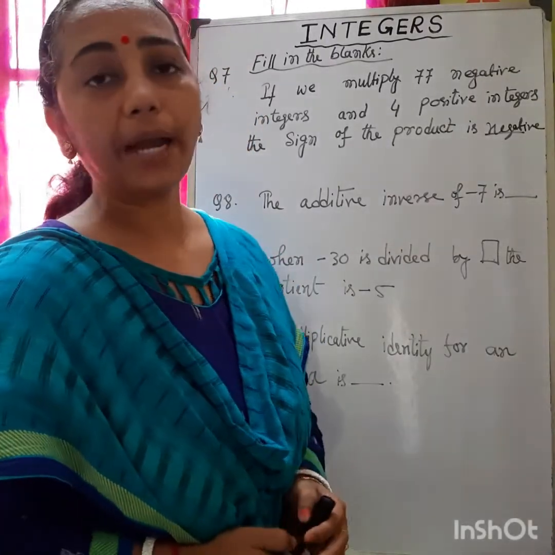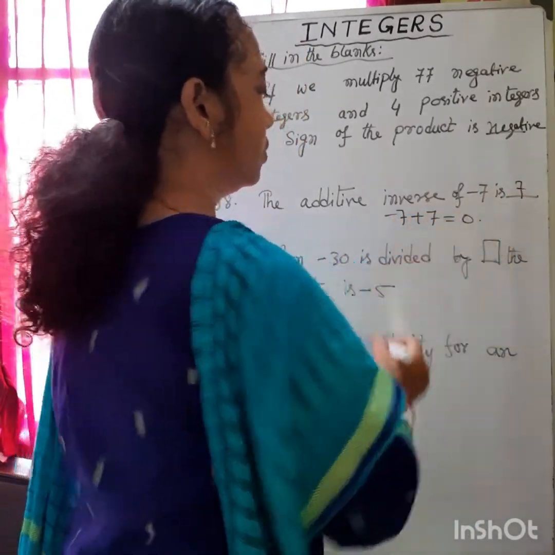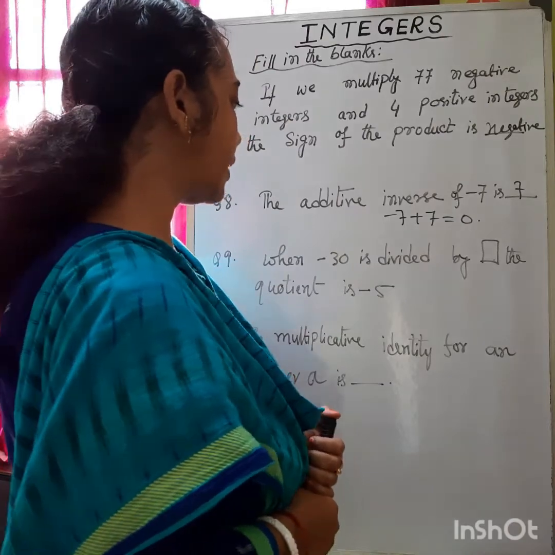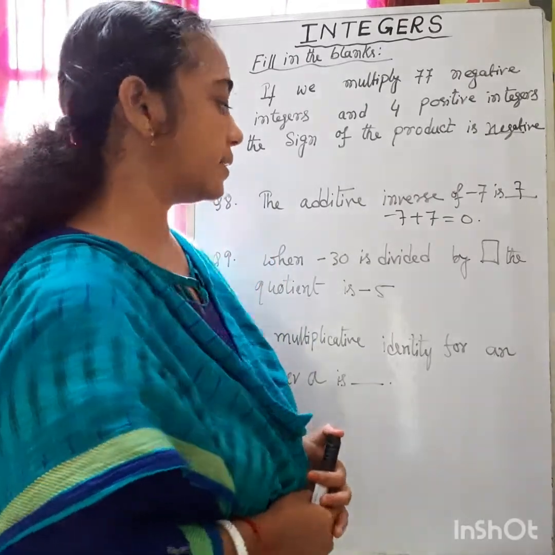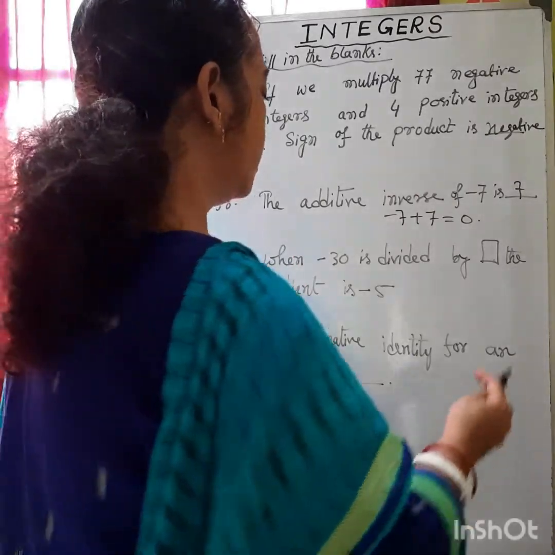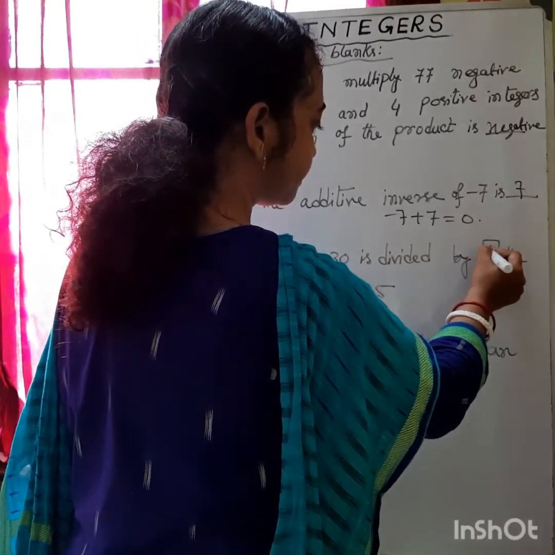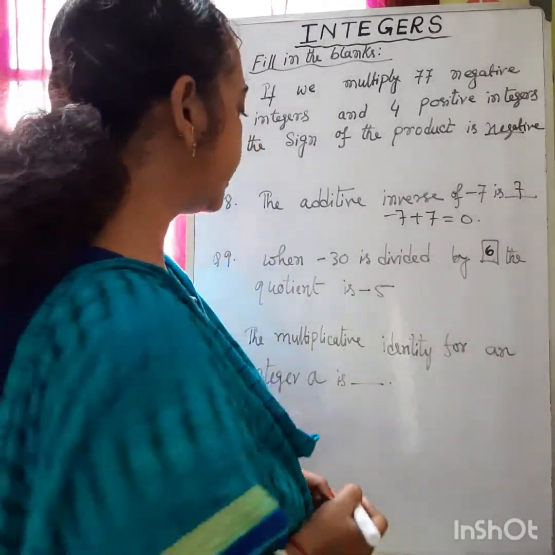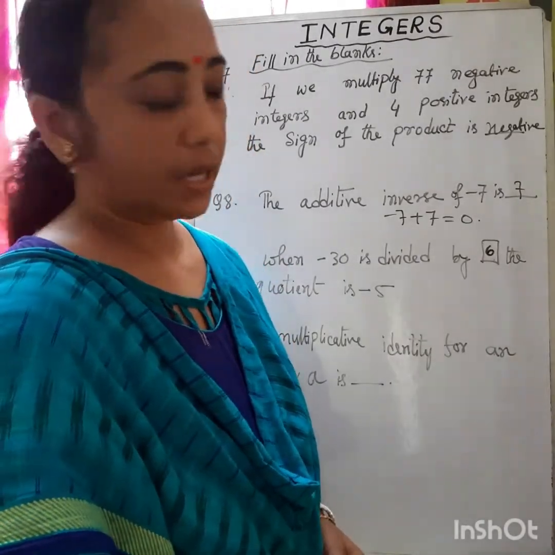The additive inverse of -7 is +7 because -7 plus 7 will give 0. So the additive inverse of -7 is +7. Now, -30 is divided by what number so that the quotient is 5? If we divide 30 by 6, we get 5. But here -30 is there. So if we divide -30 by 6, we get -5. So here the answer will be -30 is divided by 6, because if we divide 30 by 6, we get 5 as the quotient, but here it is given -30. So if we divide -30 by 6, we get -5 as the quotient.